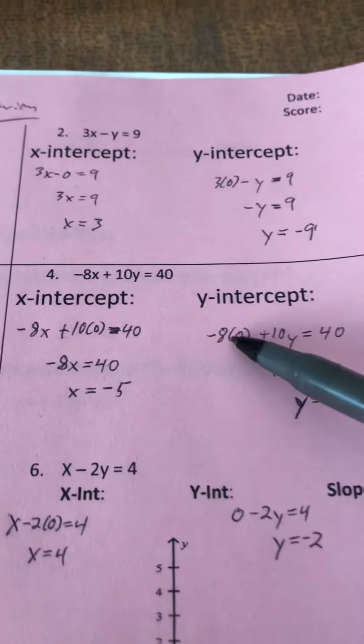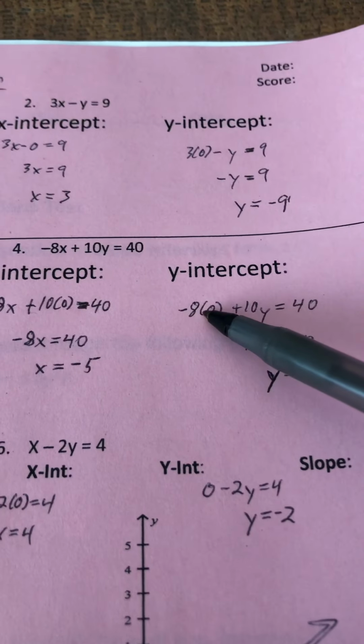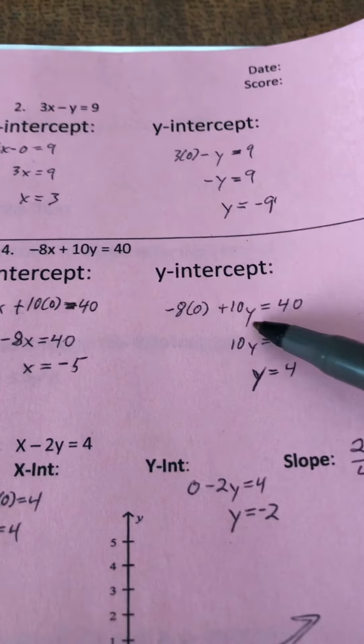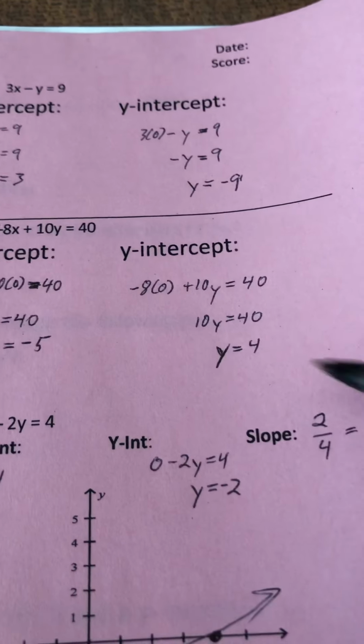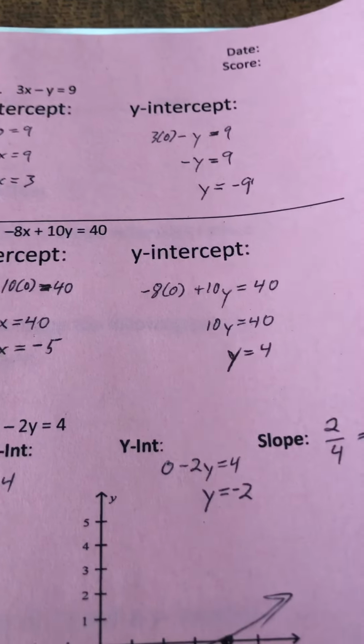For the y-intercept, I set x at 0. And so negative 8 times 0 is 0, and I'm left with 10y equals 40. 40 divided by 10, or dividing both sides by 10, I get y equals 4.